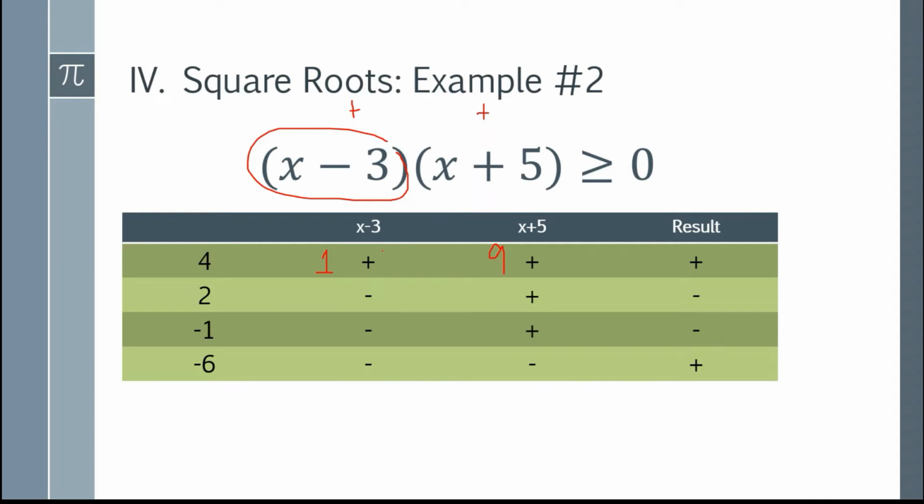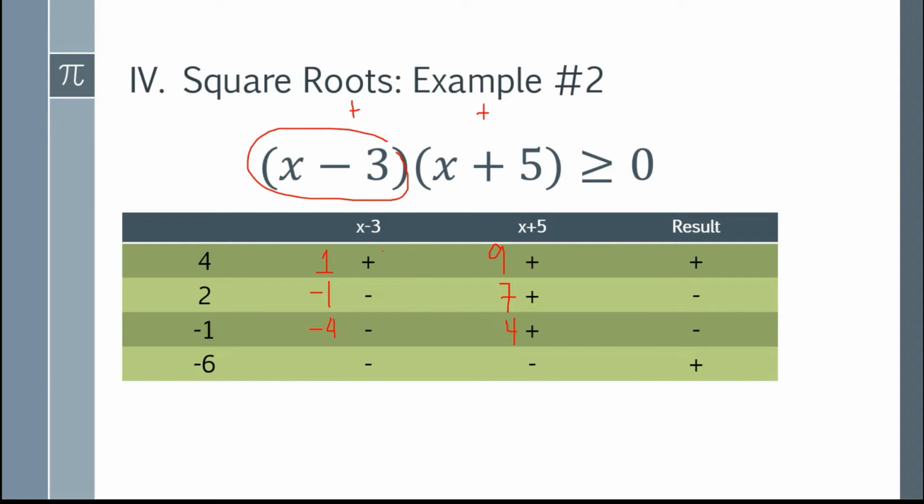Now, mag-set ka ng number na less than 3. So, 2 minus 3 is negative 1. At 2 plus 5 is 7, so positive. Kaso, negative times positive is negative. Next one, paano naman pag negative 1 ang nilagay ko dito? So, mas mababa sa 0. Negative 1 minus 3 is negative 4. At negative 1 plus 5 is positive 4. Okay, sorry. So, for this one, negative times positive is negative pa rin.